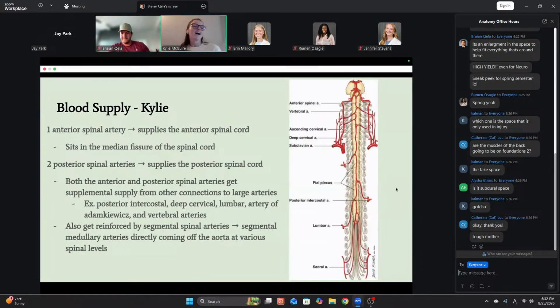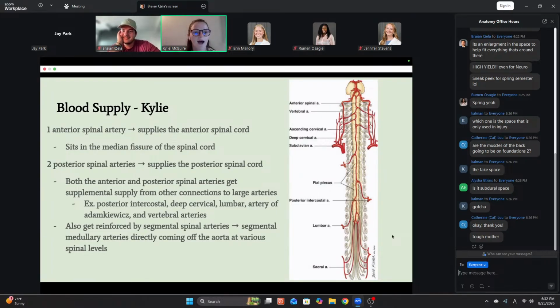All righty. So now we're talking about blood supply. If you can't tell, apparently this is my favorite one to talk about because I keep getting it for all the office hours. So for blood supply to the spinal cord, there are three arteries. There's one in the front that sits directly in the middle of the spinal cord, and two on the back that sit in little crevices, that you don't really need to know the name of yet.